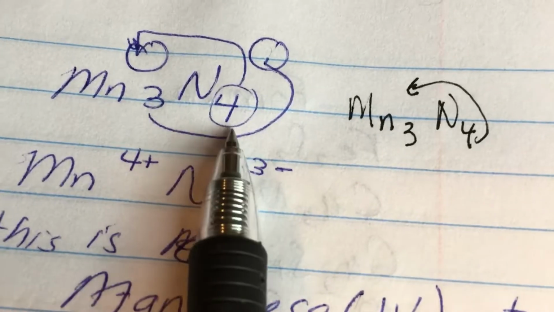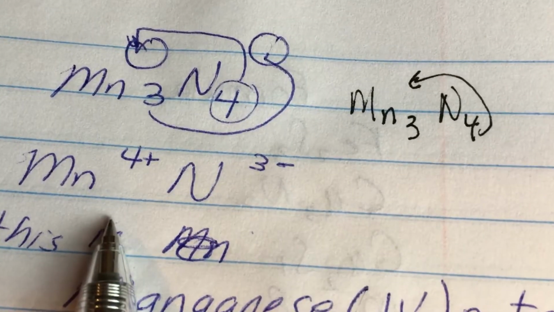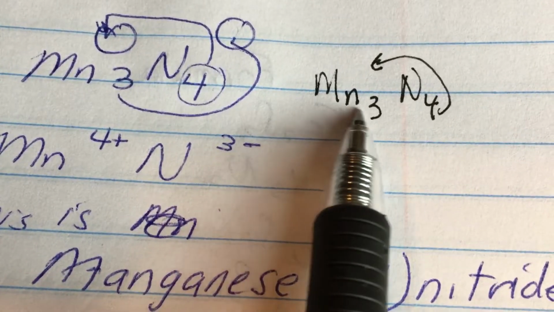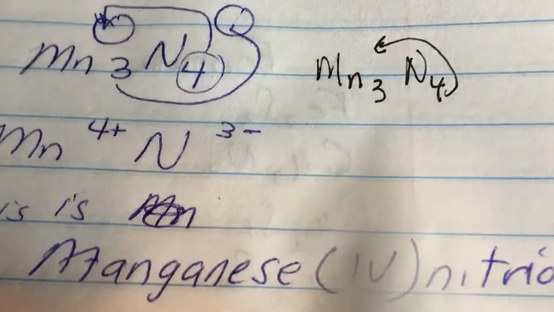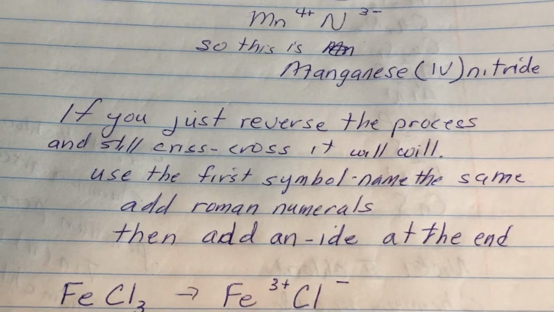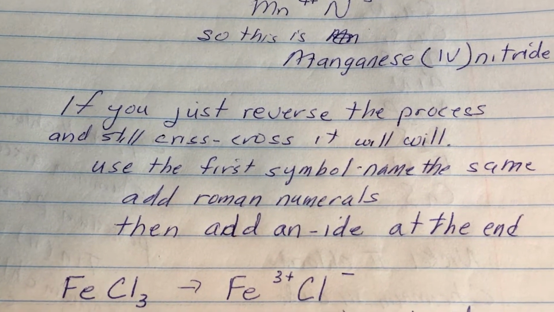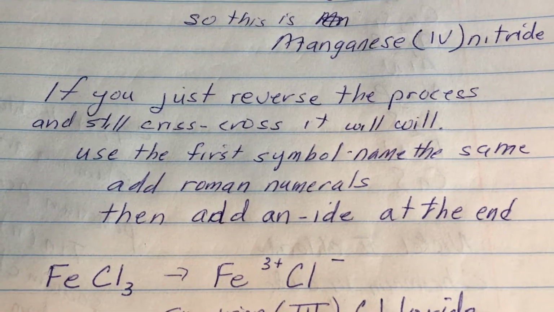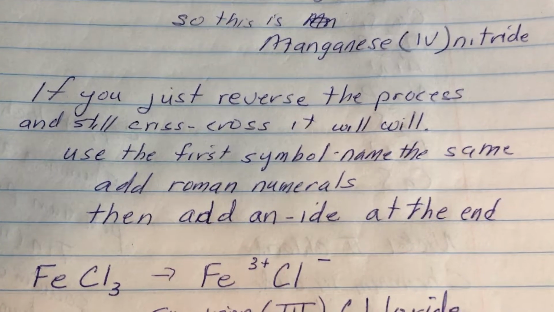Now, once you get the hang of this, you don't need to go through the effort of crisscrossing these. You can just look at this and go, oh, Mn3N4, manganese(IV) nitride. If you just reverse the process and still crisscross, it will use the first symbol name the same, add the Roman numerals, and then add "ide" at the end to name the compound.